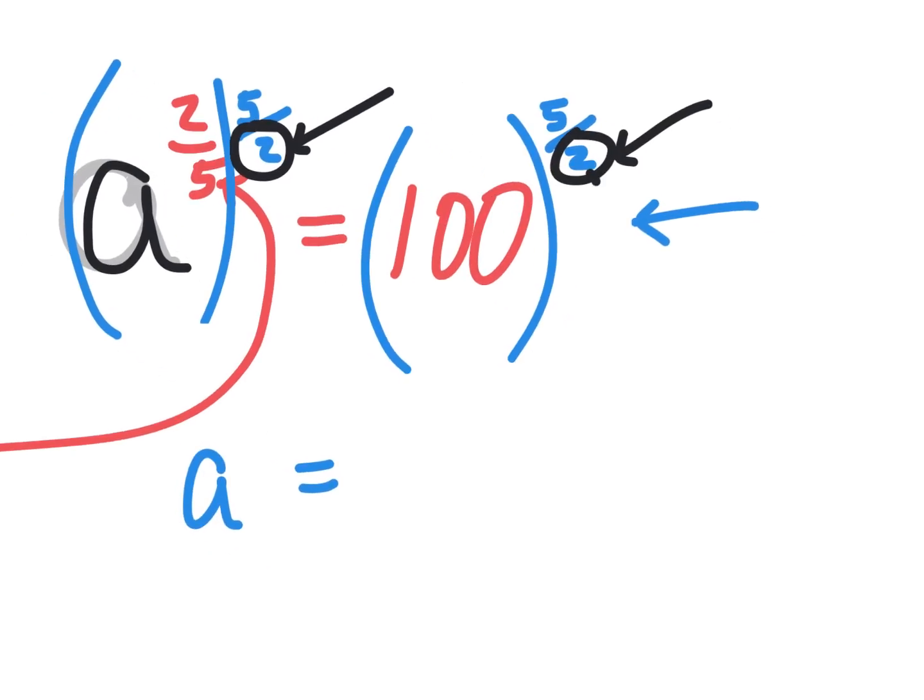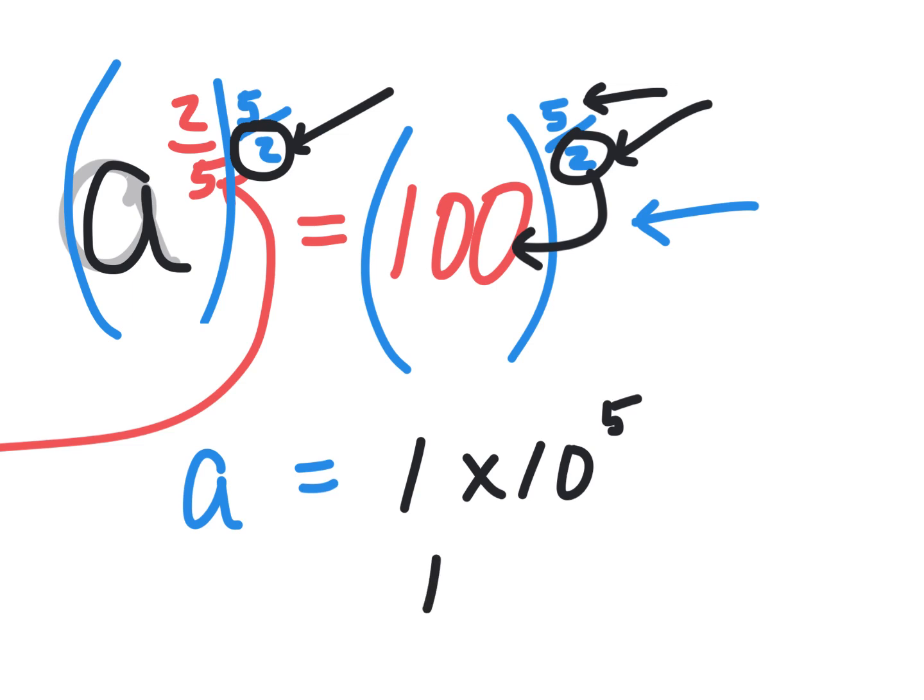So, what's the square root of 100? 10. 10 to the fifth? It's like 1 times 10 to the fifth. You can't argue with that. Times it by 1 doesn't change it, right? So then it's 1 with 5 zeros. And I know people think this is a 10 with 5 zeros. No. 10 to the fifth is 1 times 10 to the fifth, which is a 1 with 5 zeros.